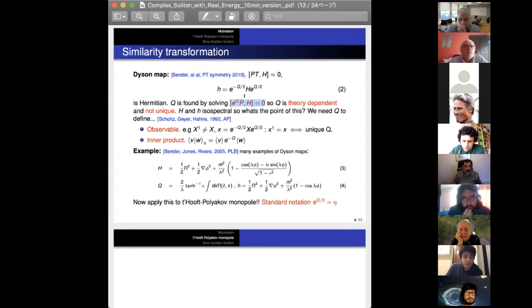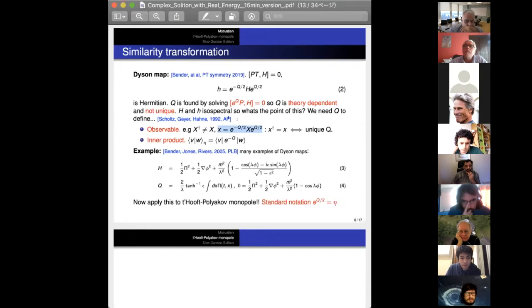So you might wonder what's the point of finding Q, because big H and little h are isospectral, since this is a similarity transformation. The point is that you need Q to define a physical observable and a positive definite inner product. And this is explained well in this paper if you're interested. But the very basic idea is that if you have a non-Hermitian operator that you're interested in, for example the position operator, then you choose an initial assumption.